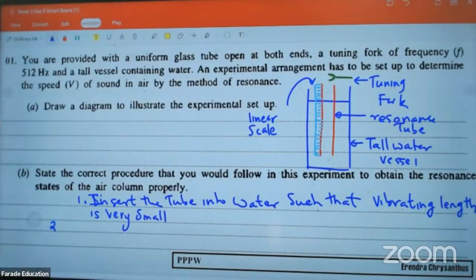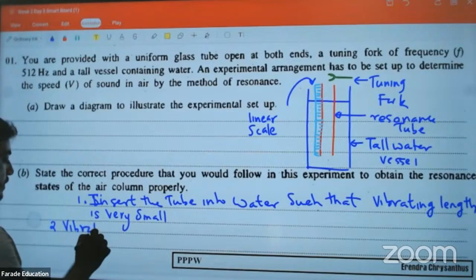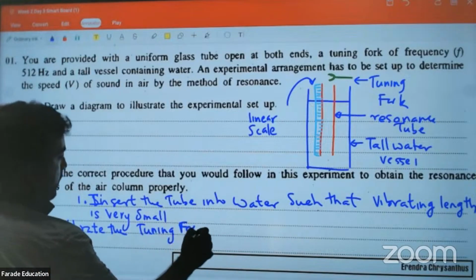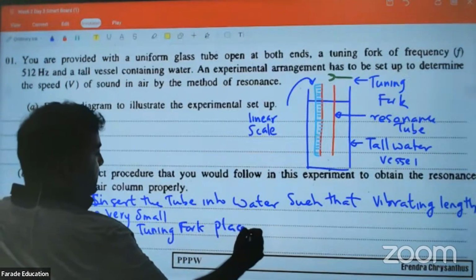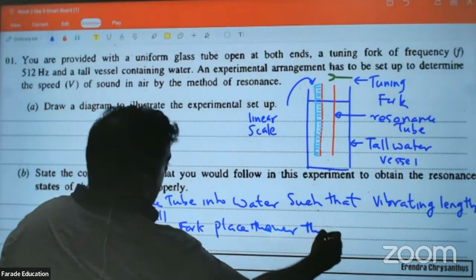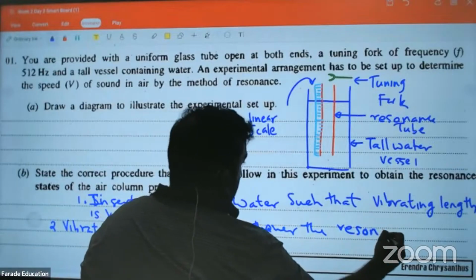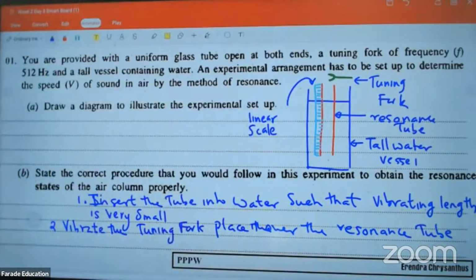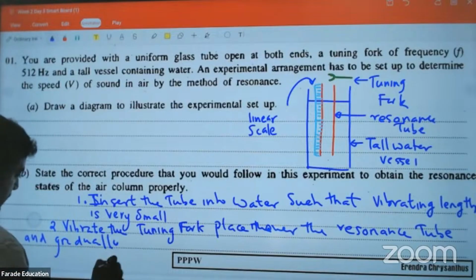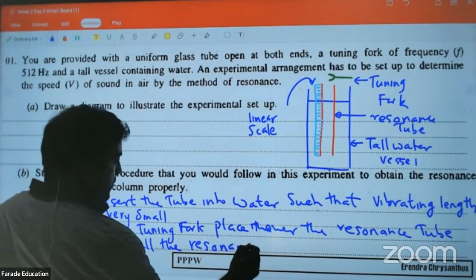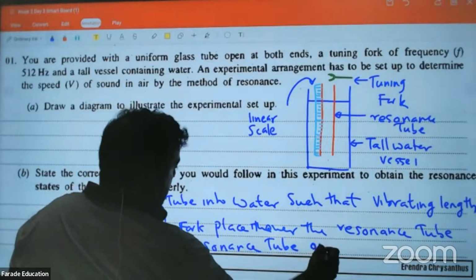Second one. Vibrate the tuning fork. Place it over the resonance tube, and gradually pull the resonance tube out.